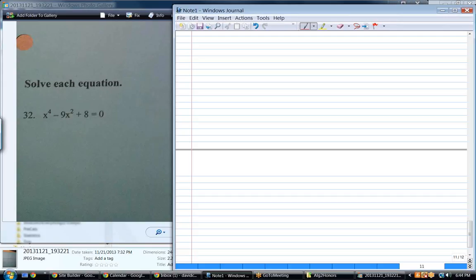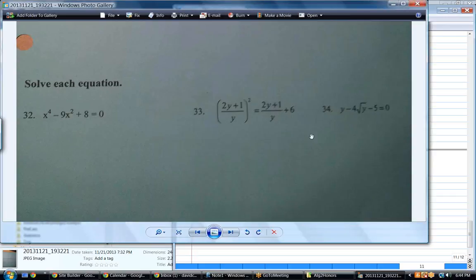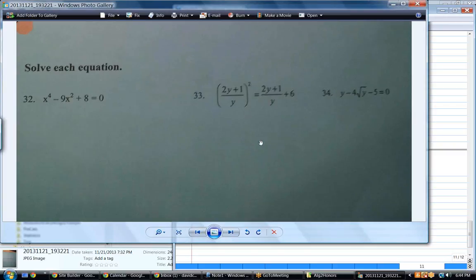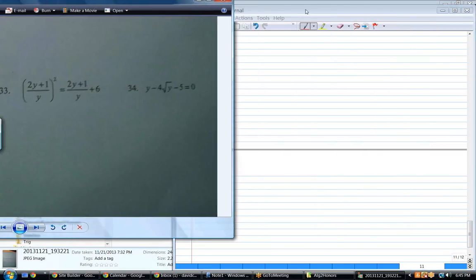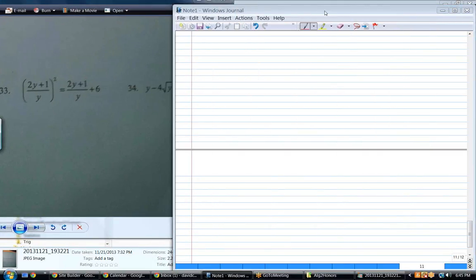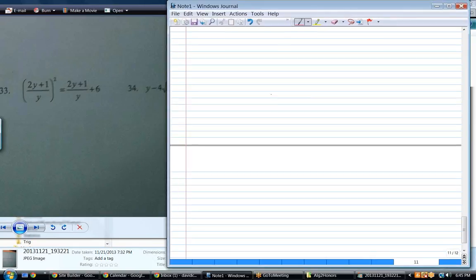And I suspect that they'll definitely have you do that one. Look at 33. It looks kind of interesting. There's another one that I wouldn't be able to do without using substitution. It's a quadratic. What would I let u equal?